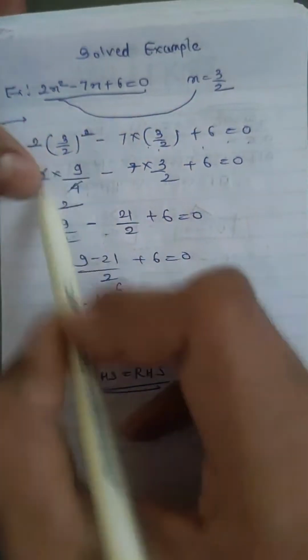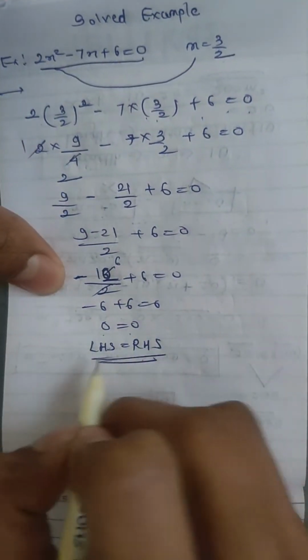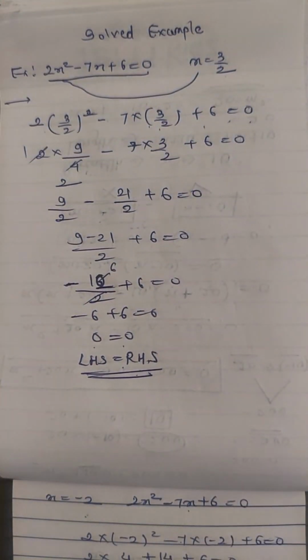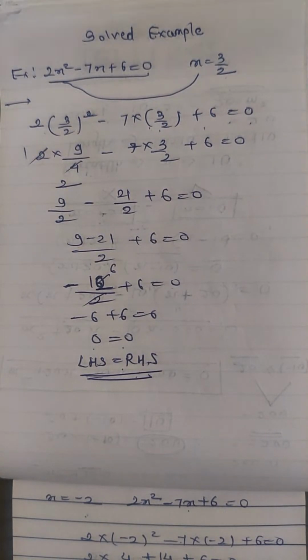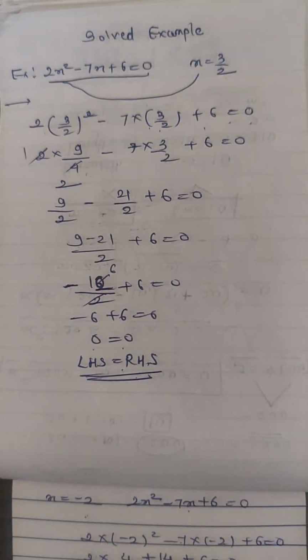0. So after solving this equation, we are getting that 0 is equal to 0. That means LHS is equal to the RHS. So after getting this LHS equal to RHS, this confirms that x is equal to 3 by 2 is the solution of this particular given quadratic equation, that is 2x square minus 7x plus 6 is equal to 0.